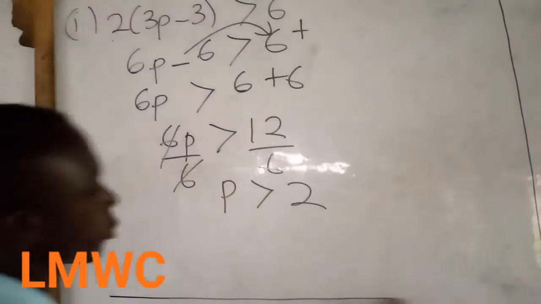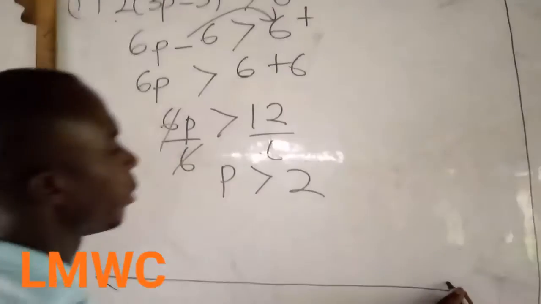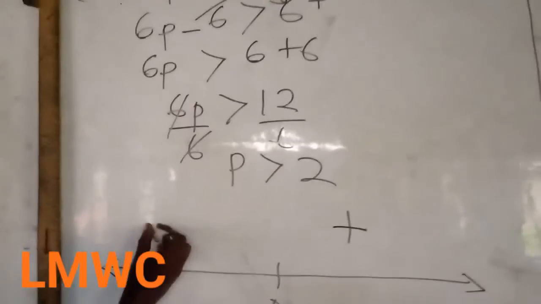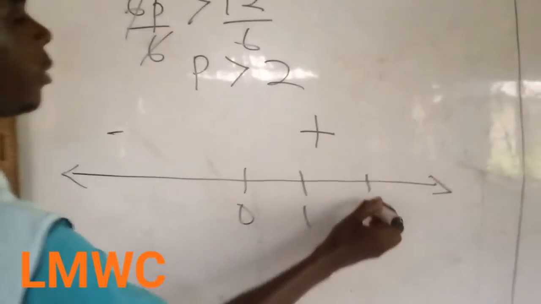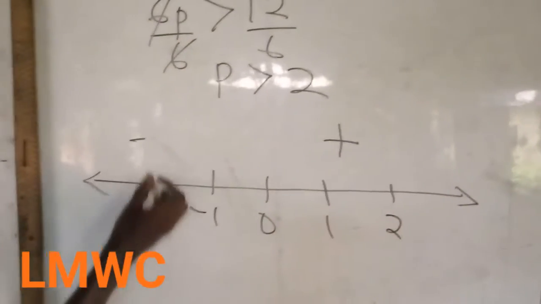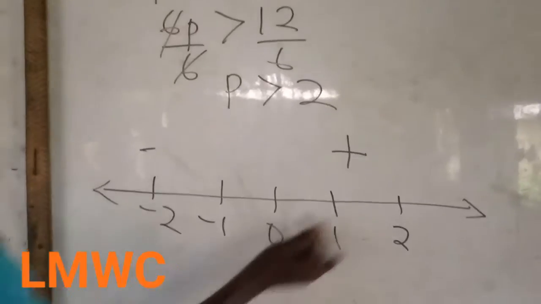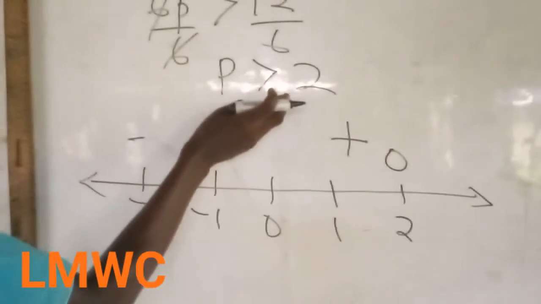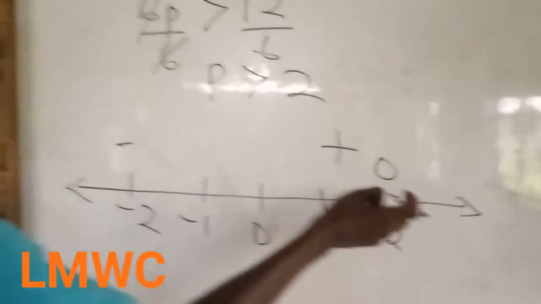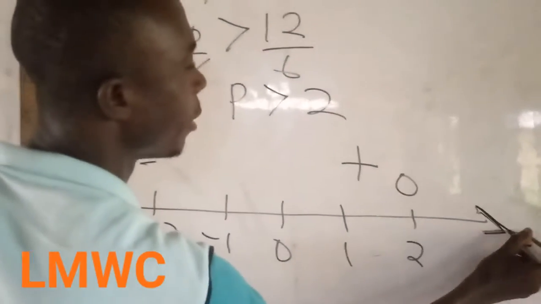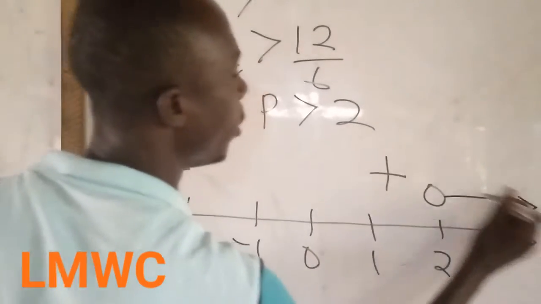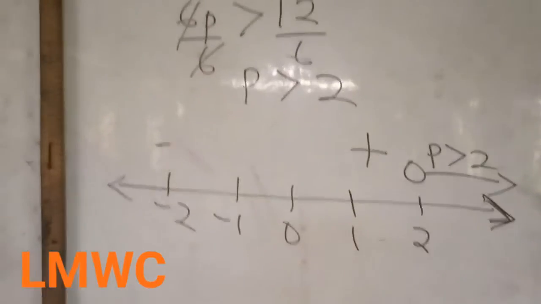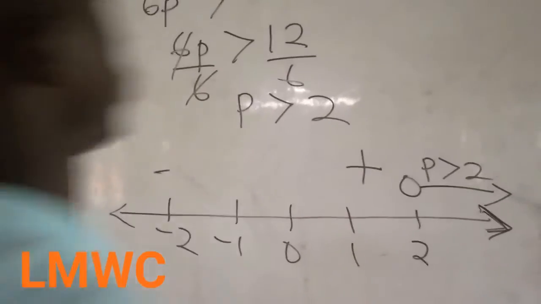So you are to illustrate your answer on a number line. And here is positive values, here is negative values. So it's 1, 2, negative 1, negative 2. And they are talking of positive 2. But because there is no greater than or equal to, it's an open circle. And this is our greater than symbol, so it moves to this direction. So that's example 1. Example 2.